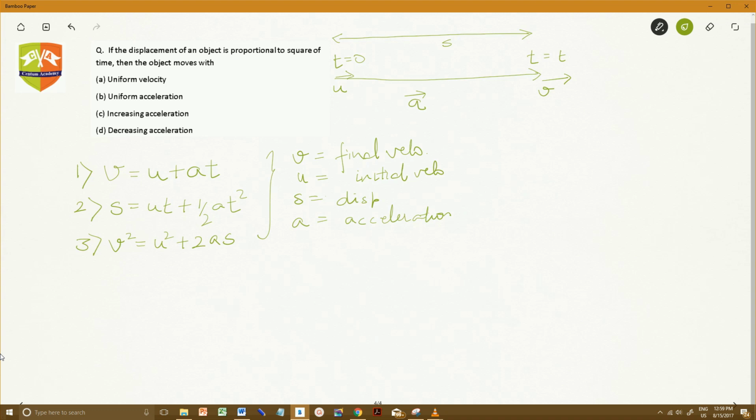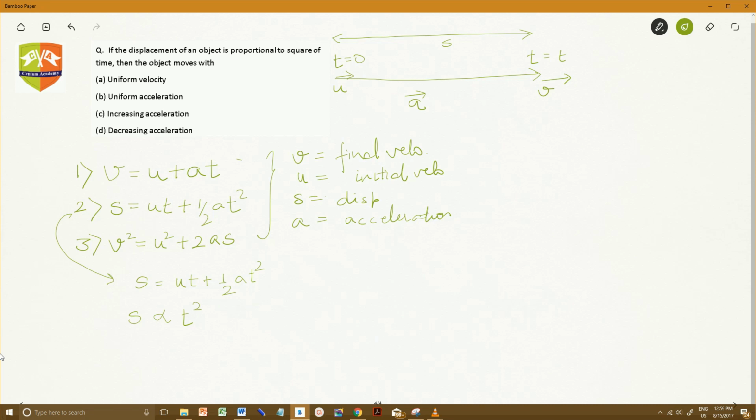It is asking us: displacement of an object is proportional to square of time. So you can clearly see that here by equation number 2. If you see this, s is equal to ut plus half a t square, and this is proportional to square of time. s is directly proportional to t square from this question. So hence this is possible only when it is moving with uniform acceleration.